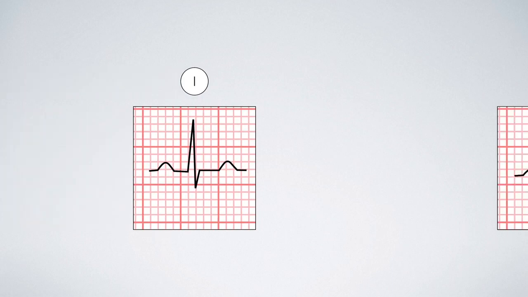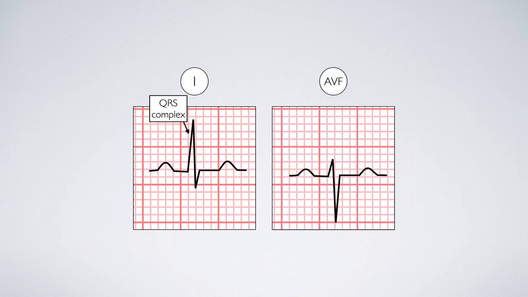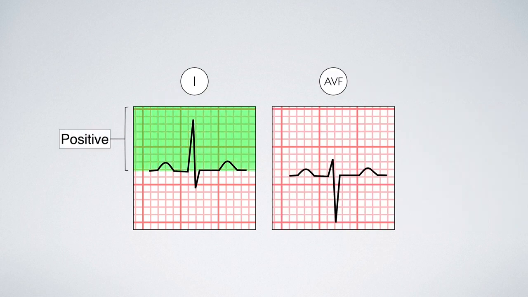So armed with this knowledge, let's uncover the secrets of the cardiac axis by focusing on two key players, the QRS complexes from lead 1 and lead AVF. These complexes can be positive, meaning that they generally extend above the isoelectric line, or negative, meaning that they generally extend below it. By examining them closely, we can calculate the cardiac axis.